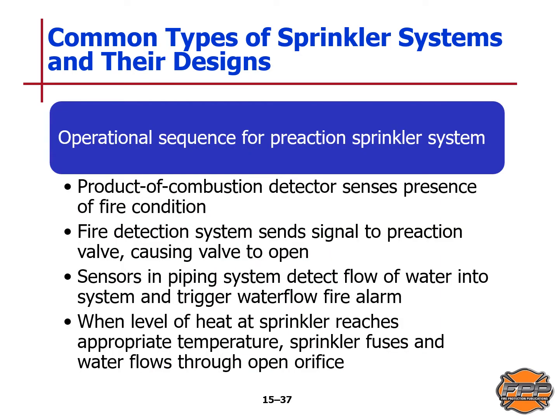Operational sequence for pre-action sprinkler systems. The product of combustion detector senses presence of a fire condition. The fire detection system sends a signal to the pre-action valve, causing the valve to open. Sensors in the piping system detect the flow of water into the system and trigger the water flow fire alarm. When the level of heat at the sprinkler reaches an appropriate temperature, the sprinkler fuses and water flows through the open orifice.